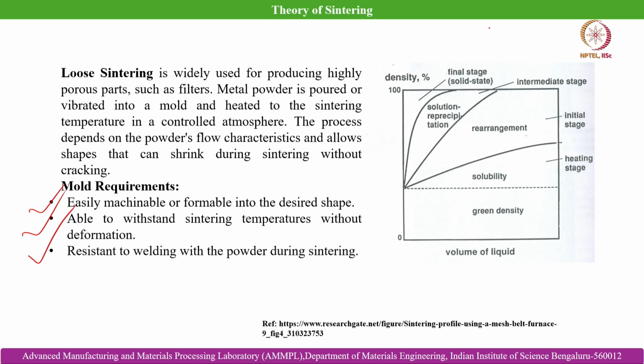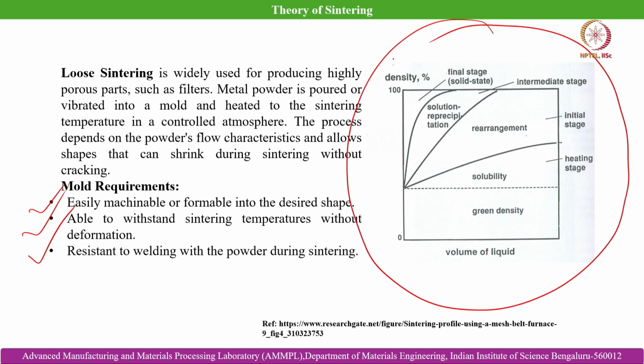Now, this is the graphical representation between the volume of liquid and density percentage in the case of liquid phase sintering. You can see that with the increasing volume of liquid, these are the stages. If the volume of liquid increases too much, then there is rearrangement, and we cannot achieve the benefit of all 3 stages getting activated. Up to a certain volume of liquid, if we keep to that concentration, then we can even achieve density up to 100%.